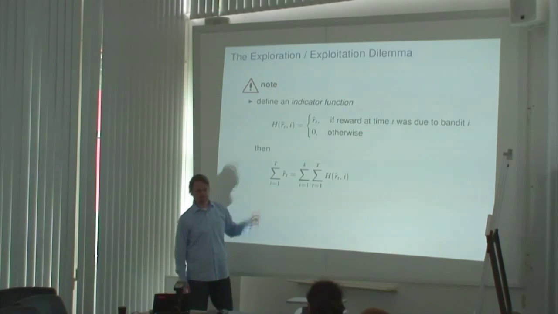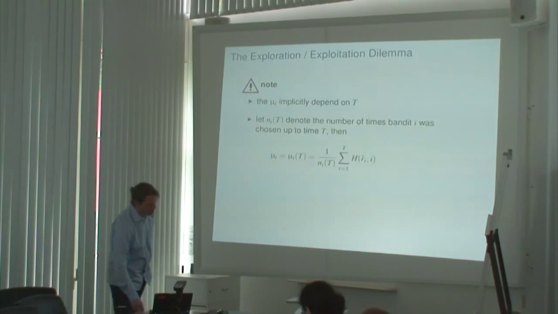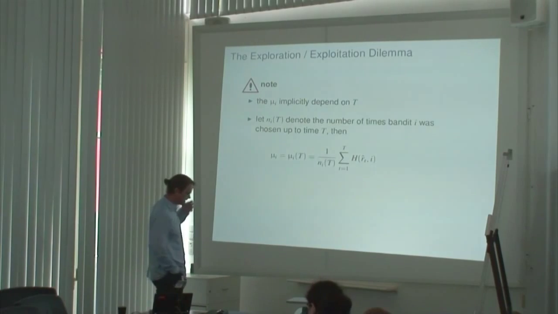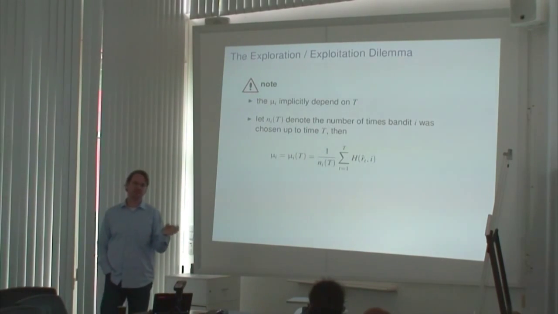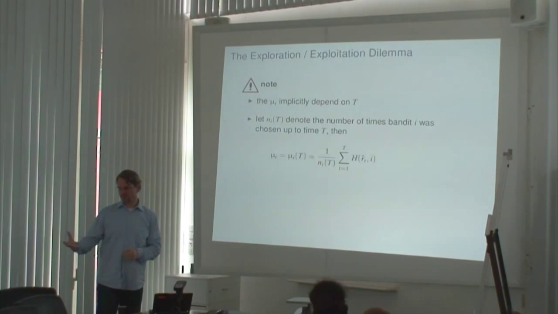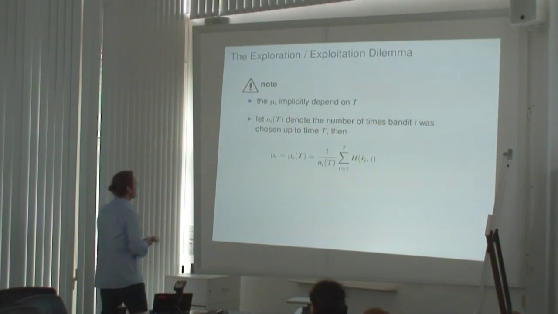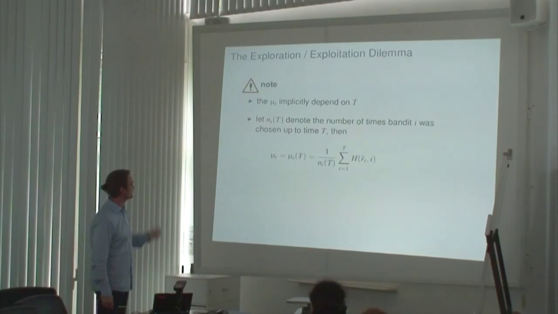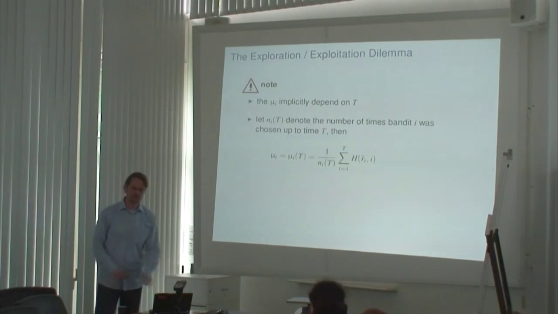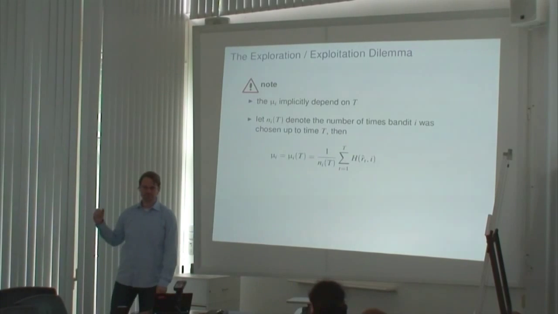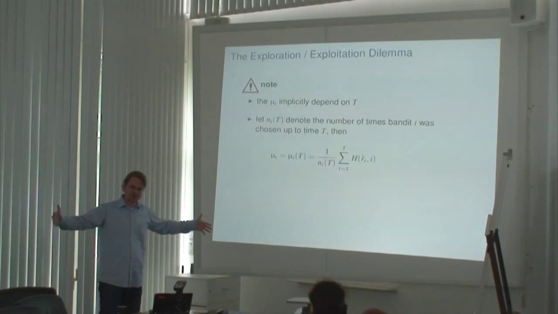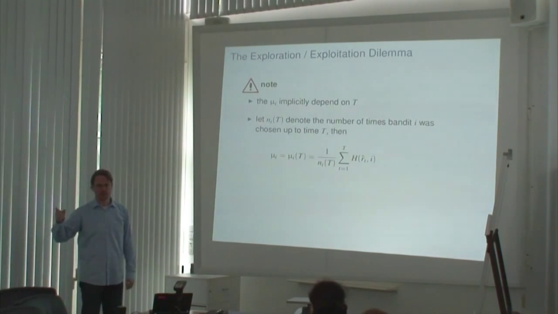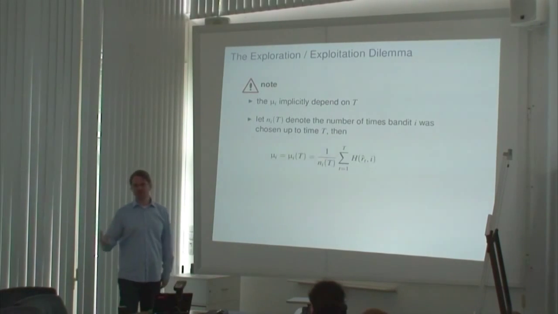All right. Why are we doing this? Because it allows us to do algebra. And I want to point out that these expected rewards, of course, implicitly depend on the number of rounds we have played so far. If we introduce a variable, say n_i of T, which counts the number of times in our playing in the casino we have chosen bandit i. We have played capital T games, and say for 20 out of these capital T games we have chosen bandit i. Then n_i of T would be 20.